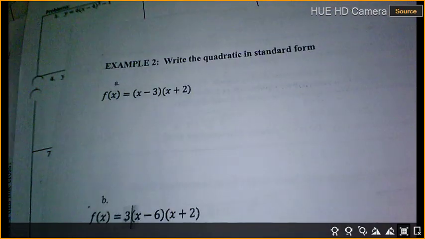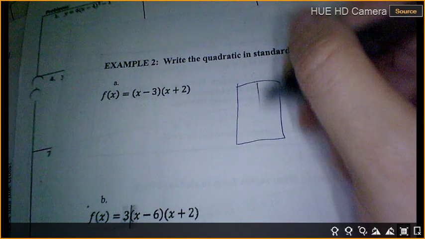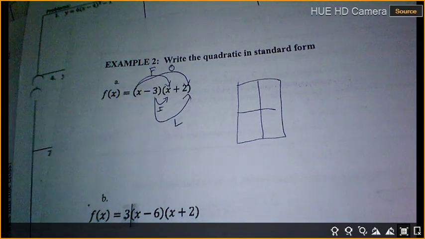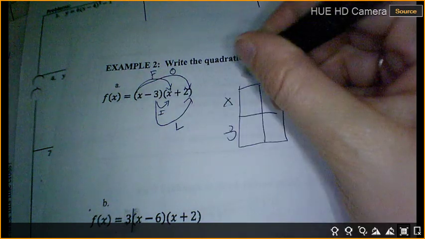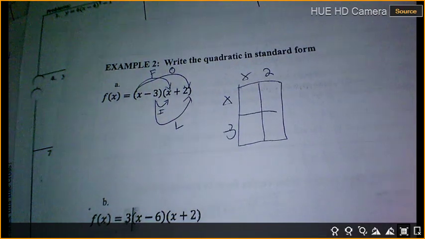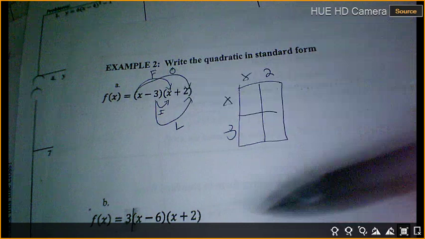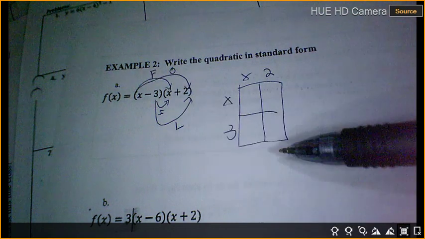Okay, so first thing we're going to do is I like to build the box. Again, you can go first, outside, inside, last, if you like that one better. I have trouble keeping track of FOIL, so I like it more like this, where I have x minus 3 and x plus 2. But I learned this when I was in high school. Nobody taught me the box method in high school.